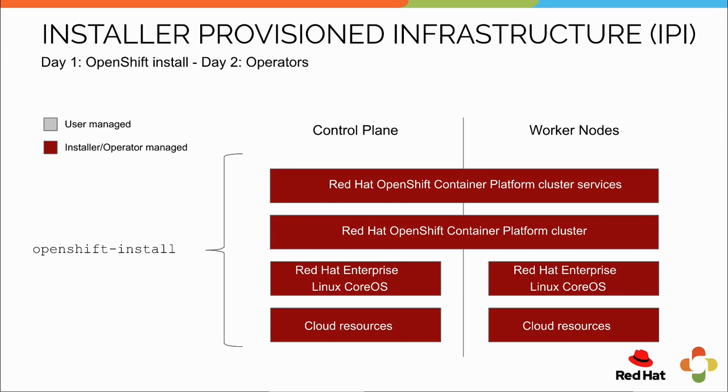Today we'll be leveraging an IPI installed OpenShift cluster on AWS on a few EC2 instances. And we're leveraging Elastic Block Storage as well as our storage backend.